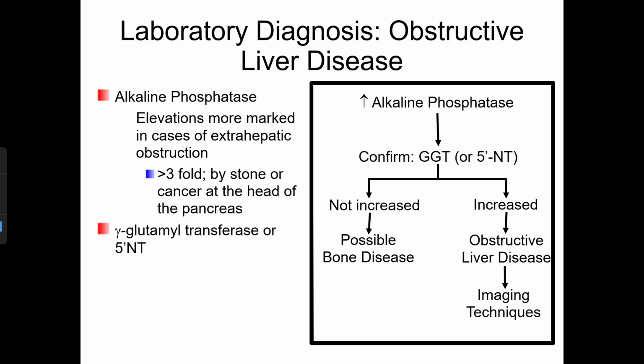Laboratory diagnosis of obstructive liver disease: so you have an increase in alkaline phosphatase. You confirm with GGT. If it's not increased, it's possible bone disease. If it is increased, it could be obstructive liver disease, so then you would have to do imaging. Alkaline phosphatase elevations are more marked in cases of extrahepatic obstruction, greater than 3-fold by stone or cancer at the head of the pancreas. Gamma-glutamyltransferase, or 5'NT, would be elevated.